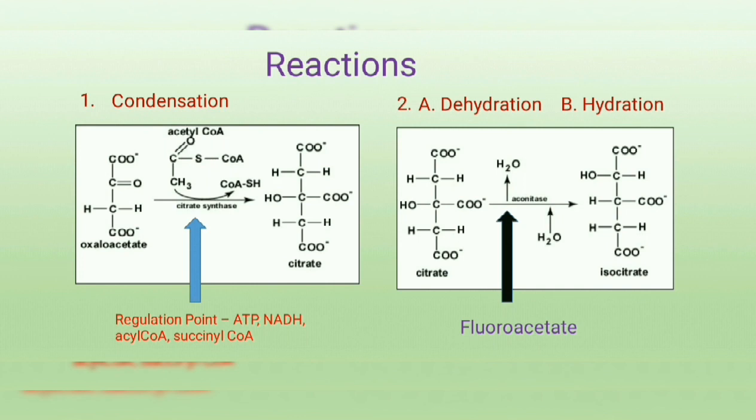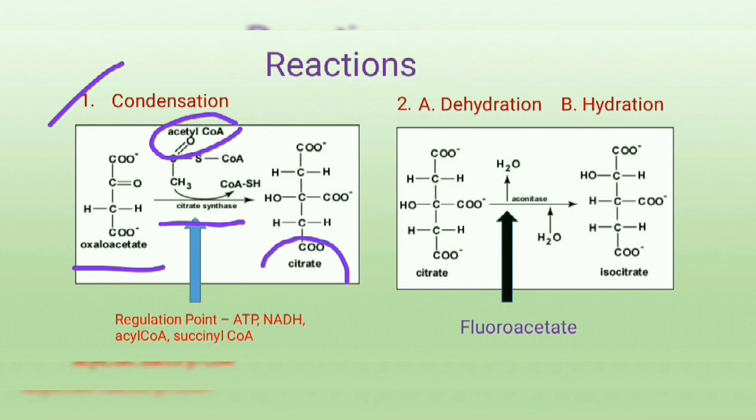The first reaction is known as condensation because there is a clubbing up of the molecules, that is your oxaloacetic acid and the acetyl coenzyme A, which is derived from the pyruvate. They react in the presence of the enzyme citrate synthase to produce the 6 carbon compound, that is your citrate molecule.